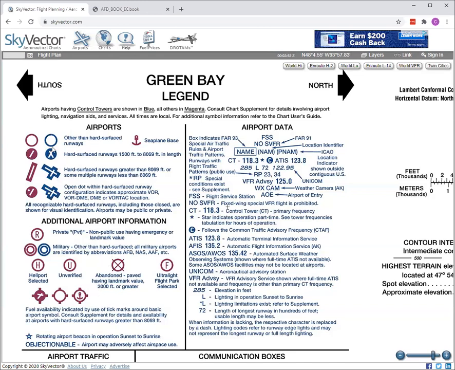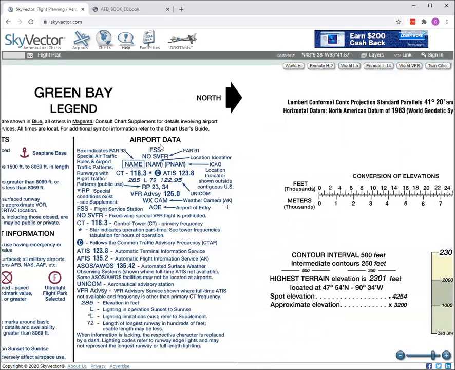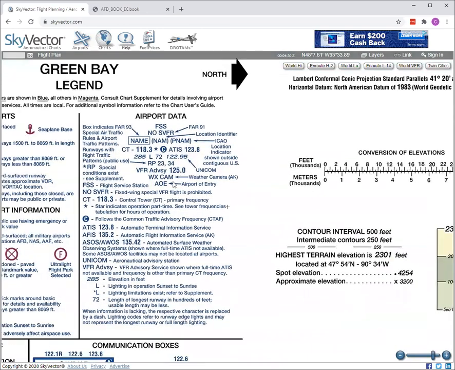We also talked about these little boxes, and these boxes go with every airport. They contain information about the name of the airport, the identifier, and the frequency that you'll communicate on, whether it be a control tower or a CTAF, Common Traffic Advisory Frequency. It also gives you the frequency for the ADAS, whether or not they have lighting, the elevation of the airport, unusual traffic patterns, all kinds of stuff. We'll take an example and go over it.